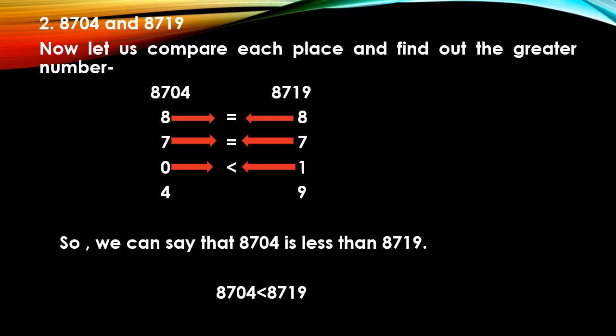In 8704, 0 is at tens place, and in 8719, 1 is at tens place. So, 0 is less than 1 ten. Hence, 8704 is less than 8719.